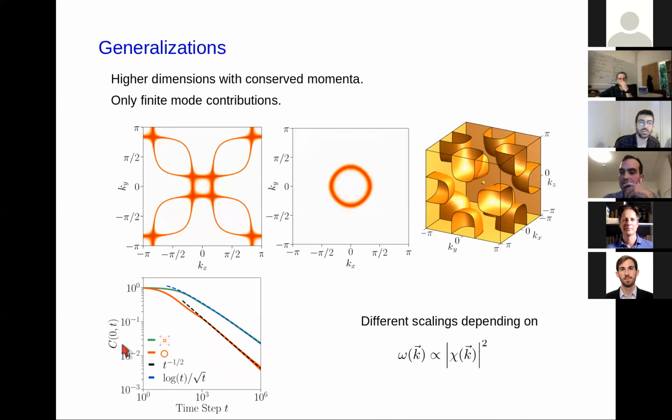Can I ask something? Sure. Please. So these orange lines are the zeros of this chi-k function, right? Yes. Mm-hmm. Yes.